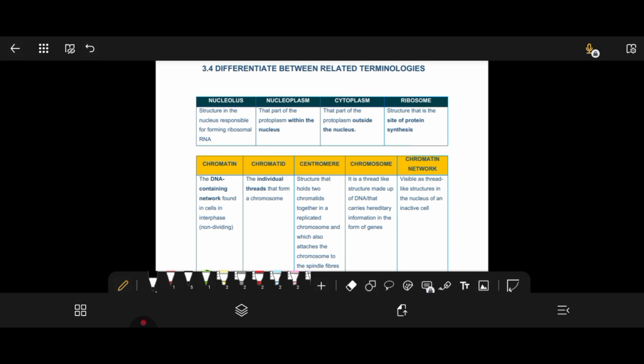Then we have the nucleoplasm, the part of the protoplasm within the nucleus. We have the cytoplasm, the part of the protoplasm outside the nucleus. Ribosome is the structure that is the site of protein synthesis. So it is basically a site where protein synthesis happens, which we are going to get into as time goes on.